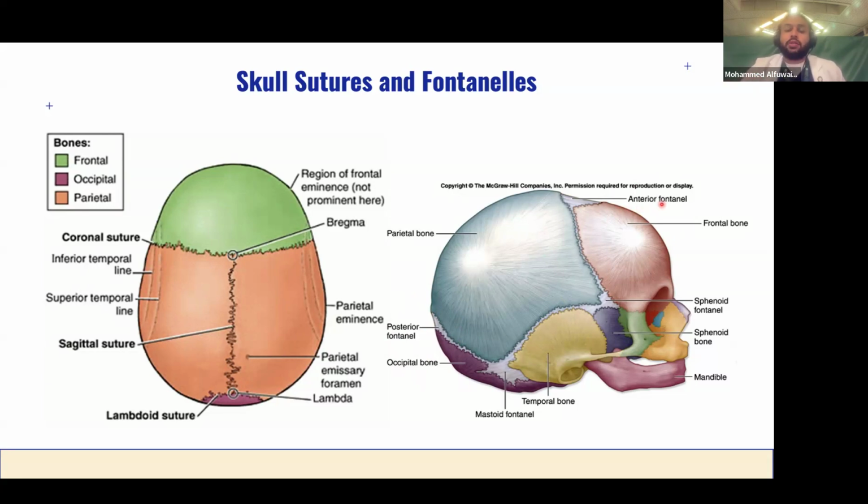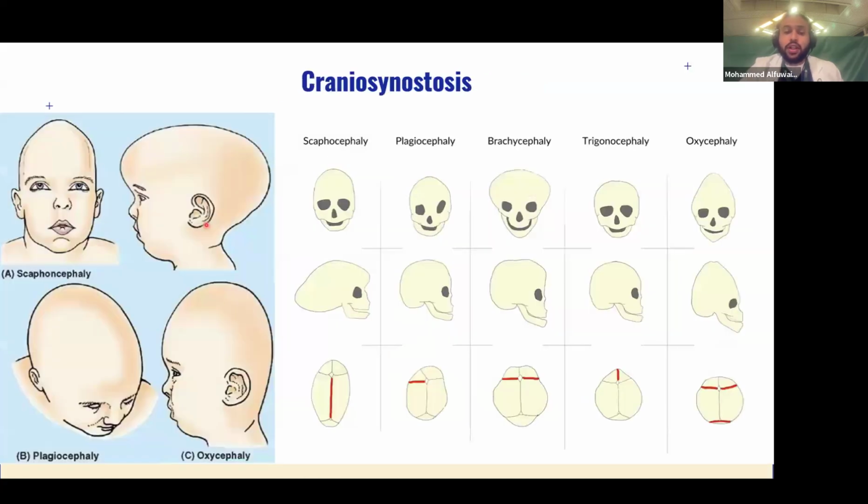Now, if you have an abnormal closure of one of these suture lines, that is premature closure, we have skull defects which are called craniosynostosis, okay? So craniosynostosis is premature closure of the suture lines, which will cause multiple defects.